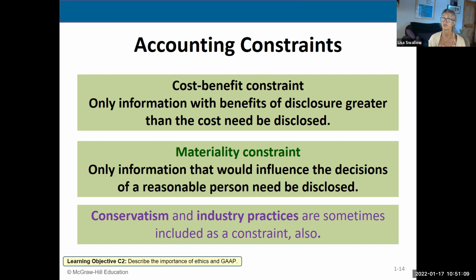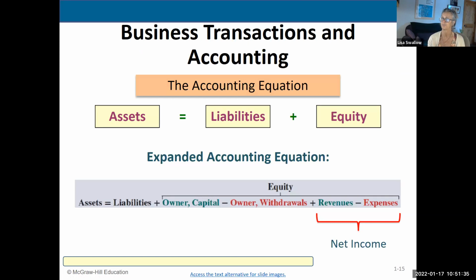But obviously, if you're doing Ford Motor Company's books, that materiality might be $2 million, right? So only information that influences decisions is disclosed. And conservatism is the theory that we always report revenues smaller and expenses larger. So we're keeping with a conservative approach to net income.